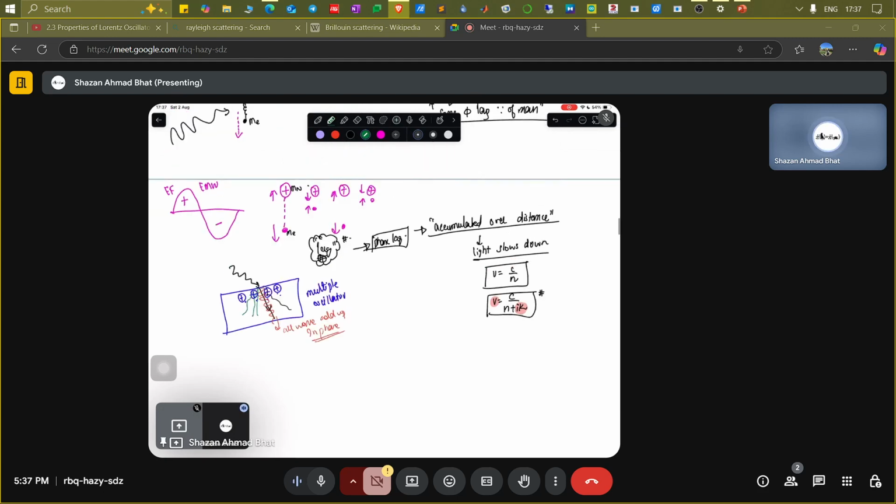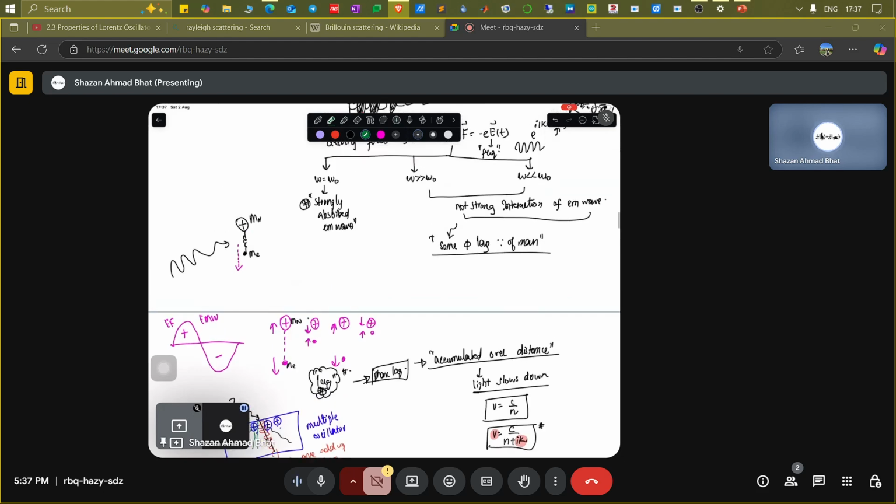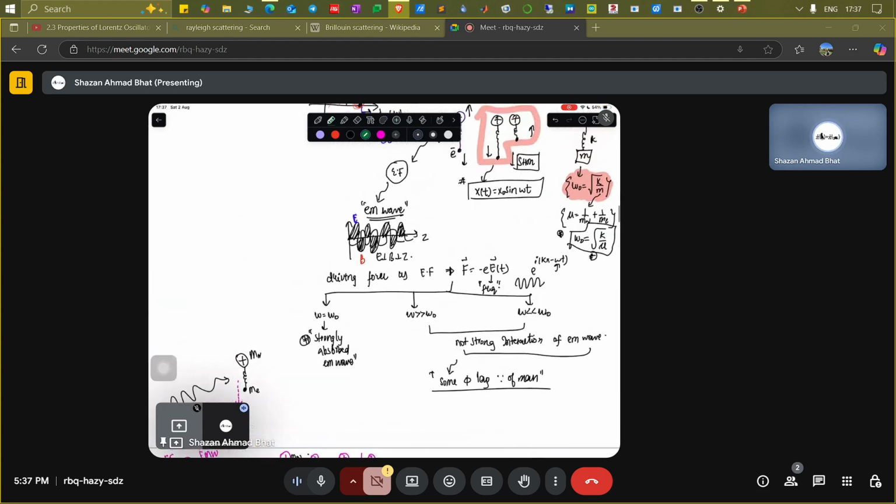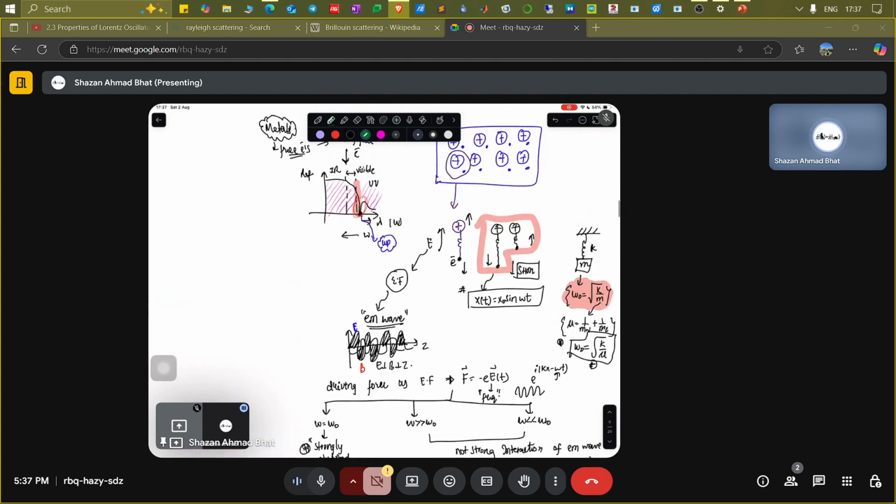Okay, so maybe you can think about what I talked about. You can even think about this in terms of mathematics. So now this is basically the electronic oscillator. The electrons are oscillating back and forth.